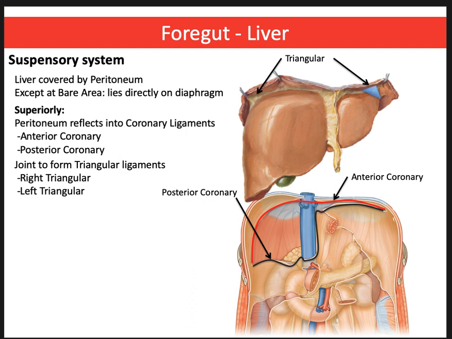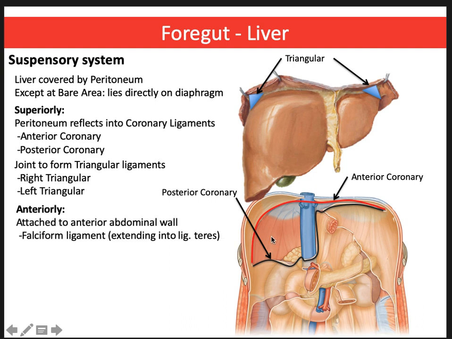And when you look at the two corners right here, you have a folding of the posterior and a folding of the anterior coronary ligaments, so it forms a thicker region on both sides, and these are called the triangular ligaments. So you'll see that this entire system basically suspends the liver from the diaphragm right here.